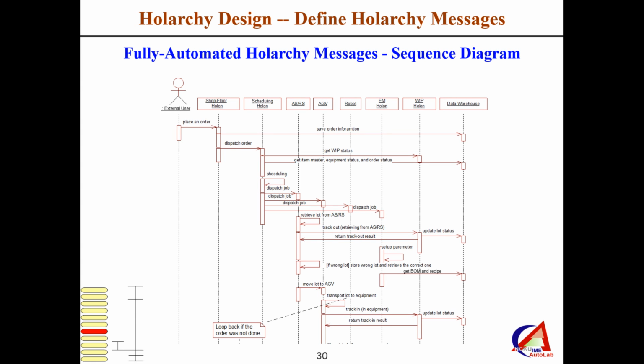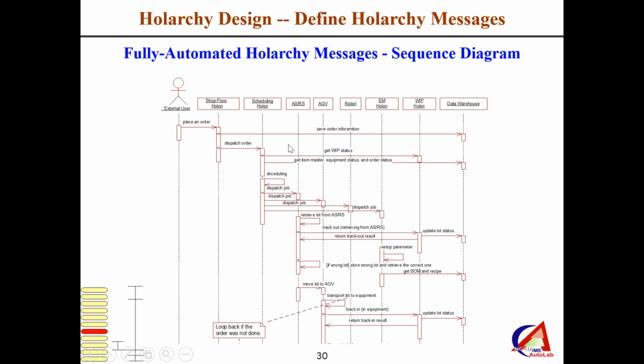I just mentioned to you, I showed you the picture, right? So you need to follow all the scenarios and use your imagination on how this system can operate. You need to write down all the classes and all the objects. This is shop floor, scheduling, ASRS, etc. And what will be the message?